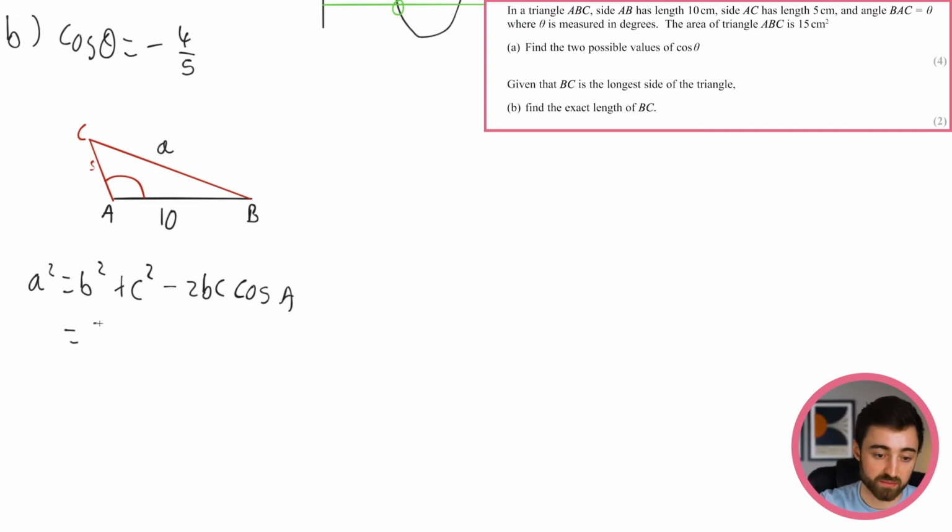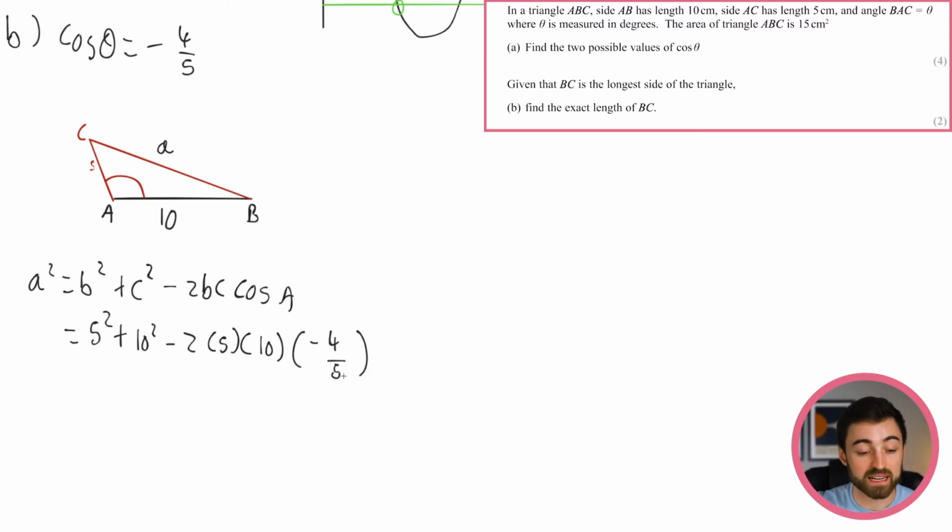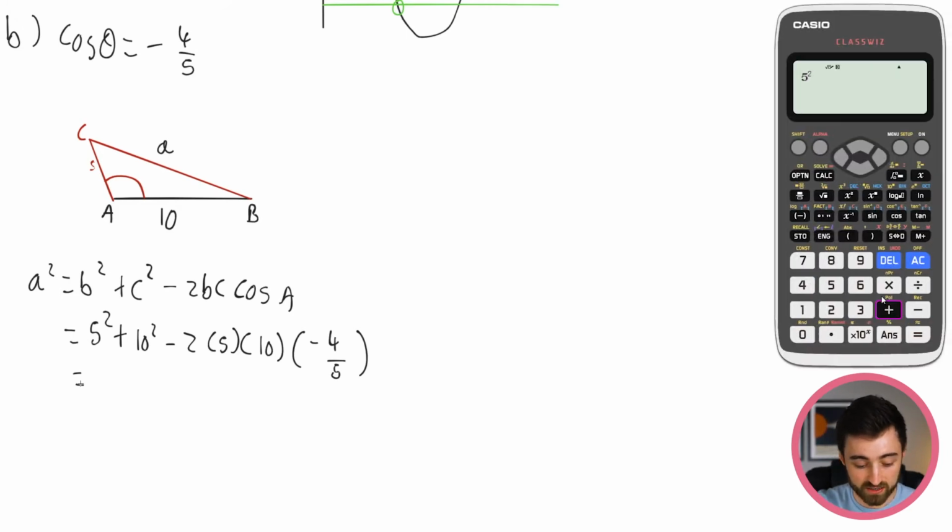So A squared is going to be 5 squared plus 10 squared minus 2 times 5 times 10 and then times minus 4 over 5. Negative cos values are completely okay in this context, so do not worry. So I'm going to get 5 squared plus 10 squared minus 2 times 5 times 10 and then times minus 4 over 5. And I get A squared is 205.